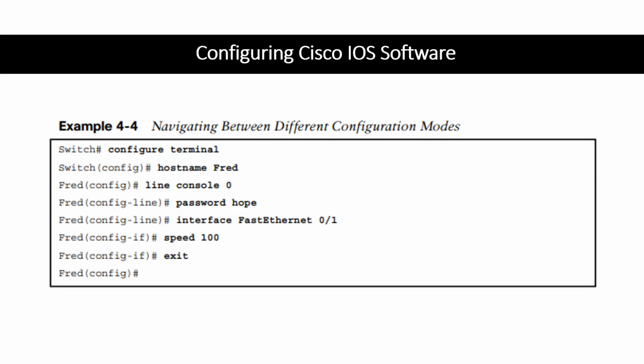Okay, so here's an example of exactly what I said. The only difference, as you can see from my explanation, is this: let's say Ryan went ahead and configured the line console password.